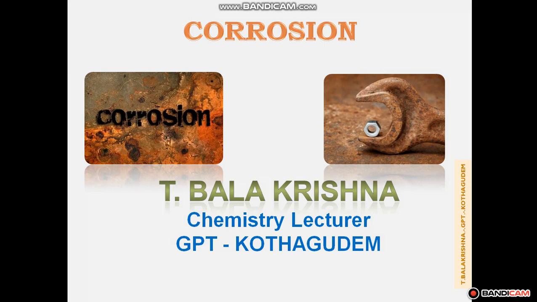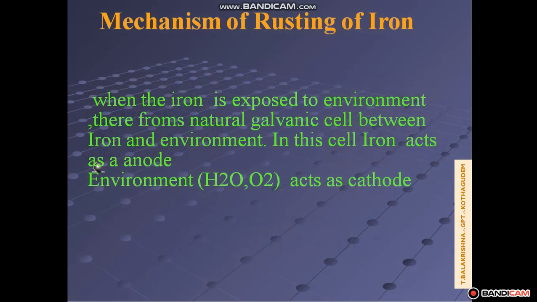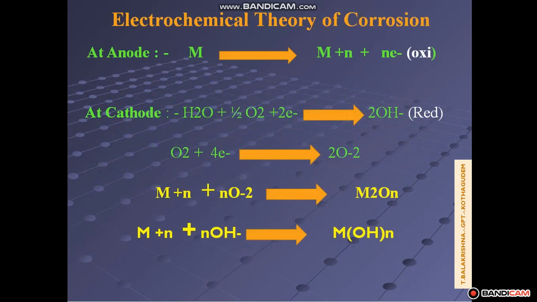Today our topic is corrosion part 4. Subtopic is rusting of iron, the mechanism of rusting of iron. Before going to discuss the rusting of iron, first we need to know the electrochemical theory of corrosion.